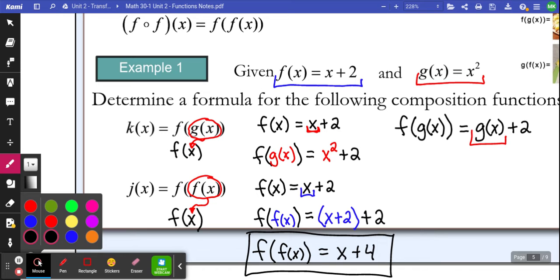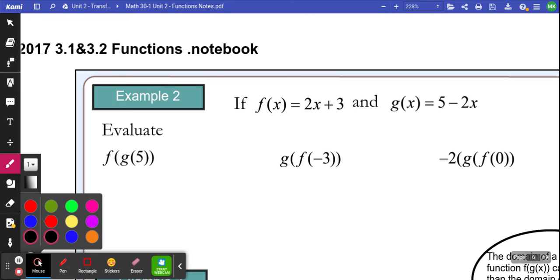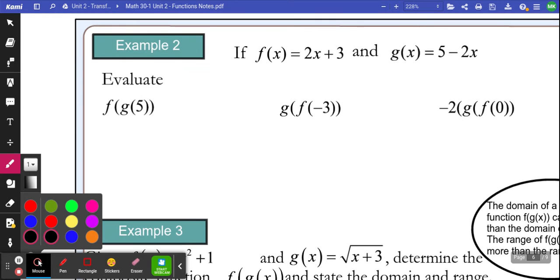Yeah. That's what we're going to be doing today. So, composite functions. Functions inside of functions. Okay, so there are different strategies on how you can do these ones. We'll go through the different strategies together. So the first one is f of g of 5.